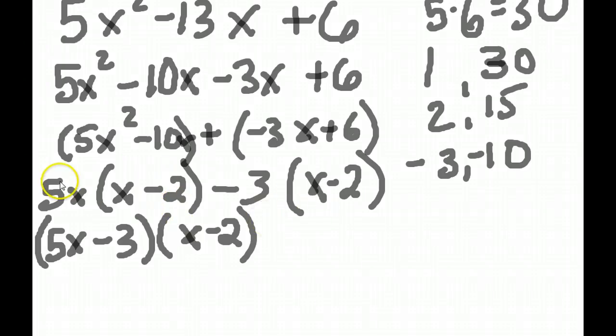So again, we started with 5x open x minus 2 close minus 3 open x minus 2 close. Using property of distribution, we can rewrite this as open 5x minus 3 close, open x minus 2 close. And so that is completely factored. So that is factoring a polynomial when you have a coefficient of your first term greater than 1.